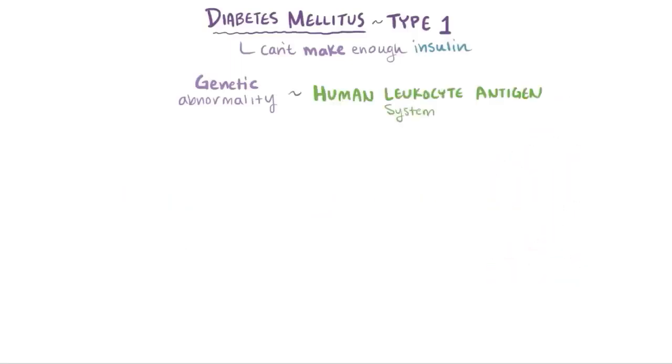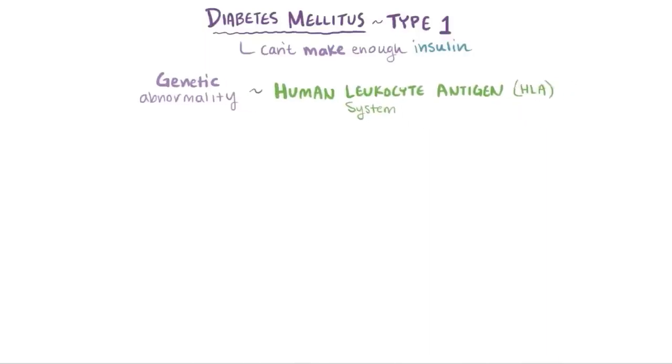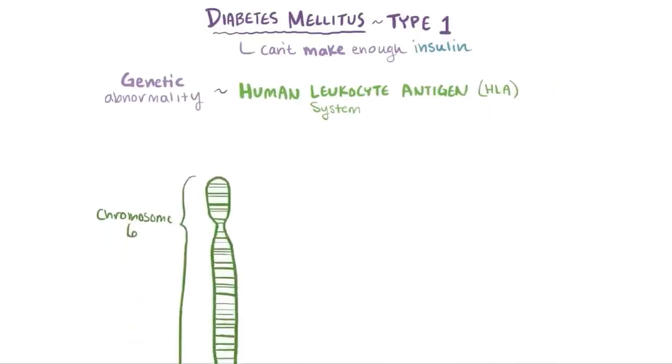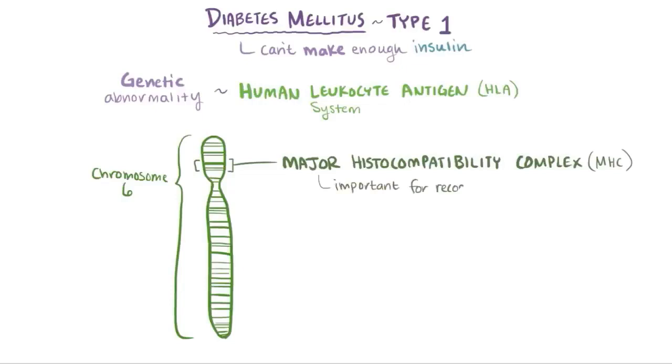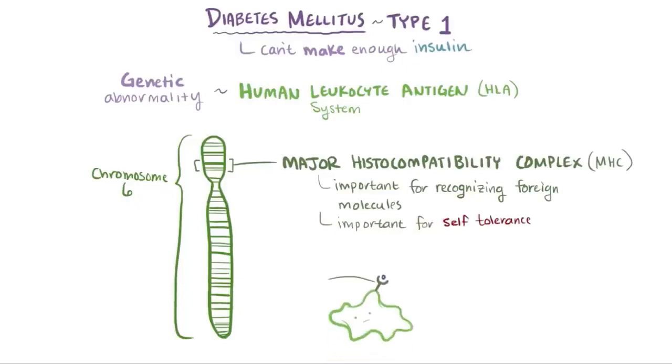One really important group of genes involved in regulation of the immune response is the human leukocyte antigen system, or HLA system. Even though it's called a system, it's basically this group of genes on chromosome 6 that encode the major histocompatibility complex, or MHC, which is a protein that's extremely important in helping the immune system recognize foreign molecules, as well as maintaining self-tolerance. MHC is like the serving platter that antigens are presented to the immune cells on.